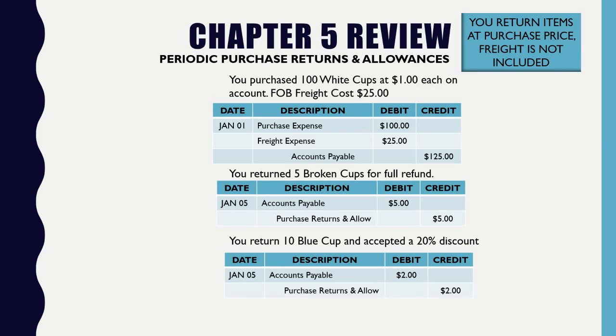Okay, so here's a chapter review. 5.3, right? We talked about making purchases of our items and then being able to return them or get a discount off of them. So this is how we do it: we create a contra account called purchase returns and allowances to decrease our original purchase expense. So there we have it.